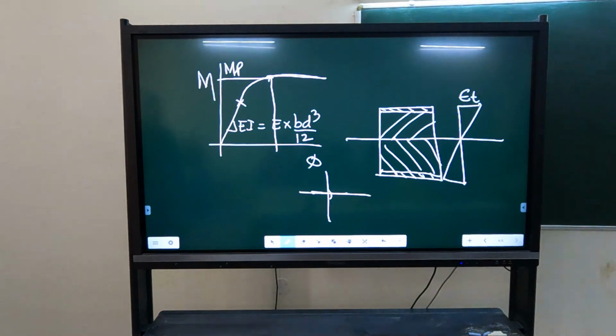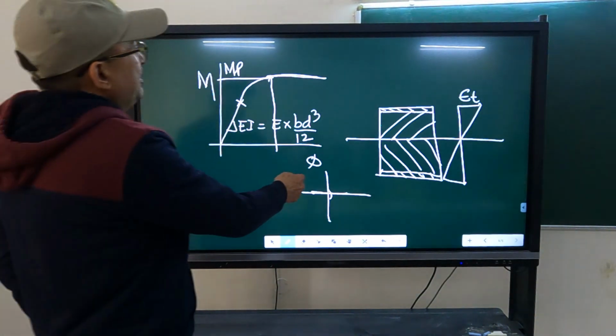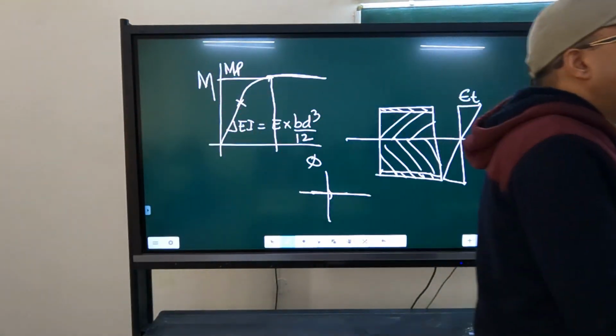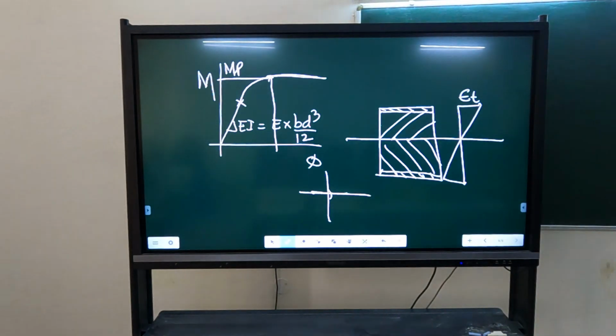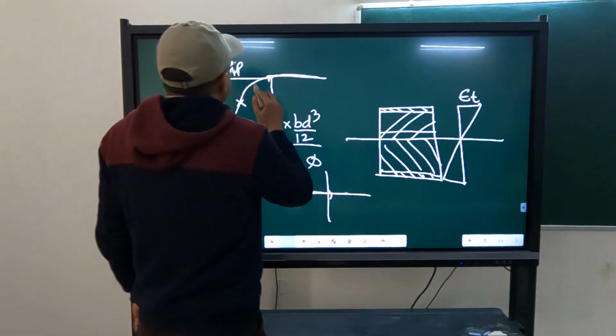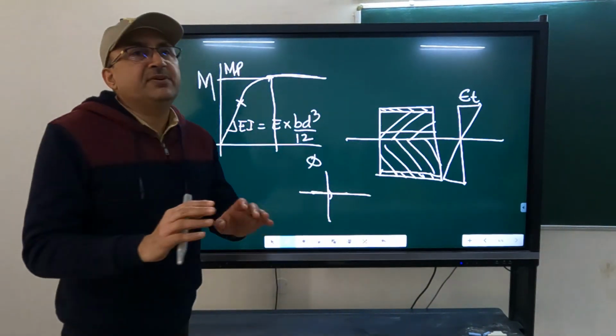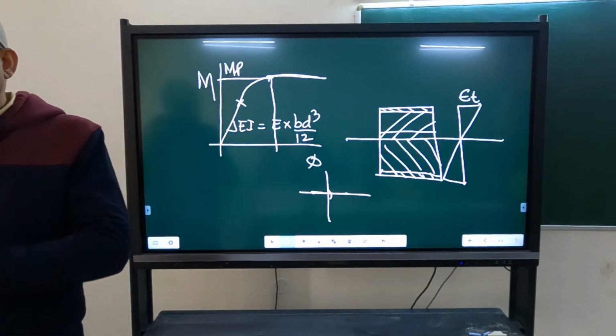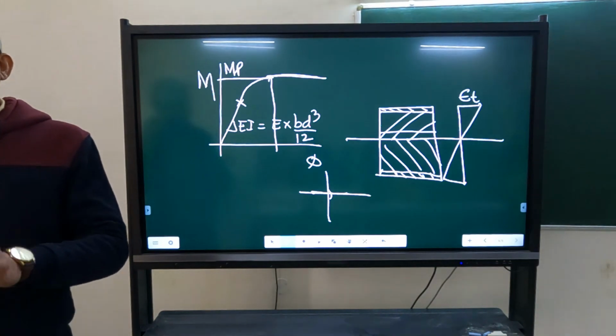Epsilon over y. So that will become infinite. So this situation can be achieved only at infinite. But we know that when it reaches very close to the neutral axis, then there is not significant increase in the moment. And that condition itself we call MP.